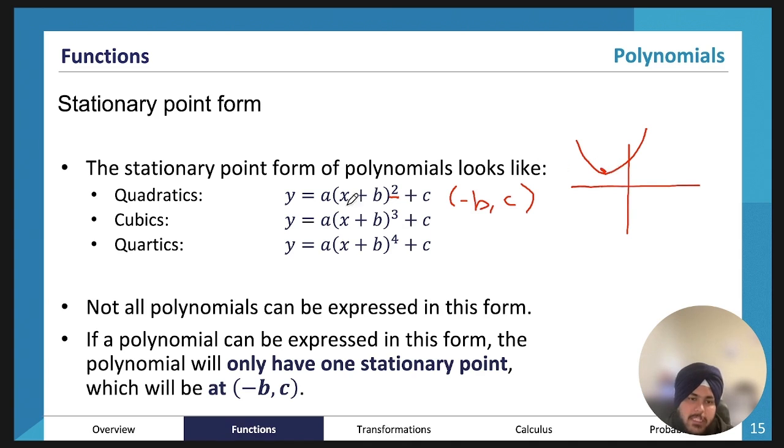So this point essentially just describes the turning point of the formula. So if a polynomial can be expressed in this form, so not all polynomials can be expressed in this turning point form, only some can. But if they can be expressed in this form, the polynomial will only have one stationary point, which will be at negative b, c. So no other turning points or anything like that, if it can be written in this form. Similarly here, we have a point of inflection at negative b, c.